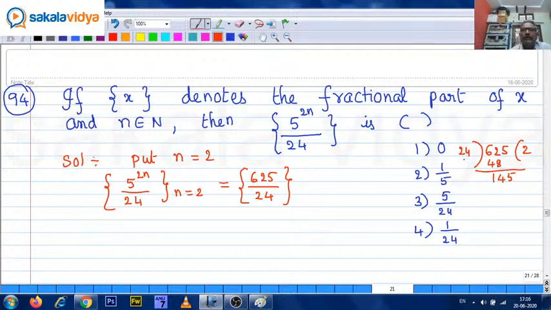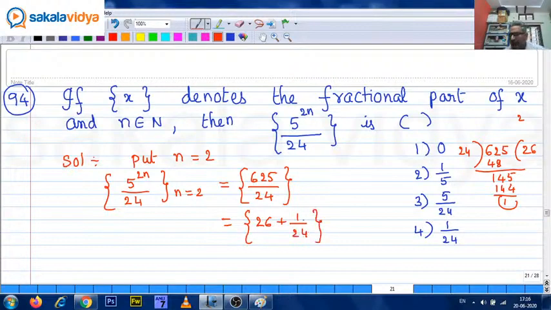Now let us try with 6. 6 times 4 is 24, it's 144. 1. This can be written as the fractional part of 26 plus 1 by 24. In this one we need to write the fractional part. Fractional part means here, this is the integral part, and this will be the fractional part, equal to 1 by 24. So fourth option is the right option.